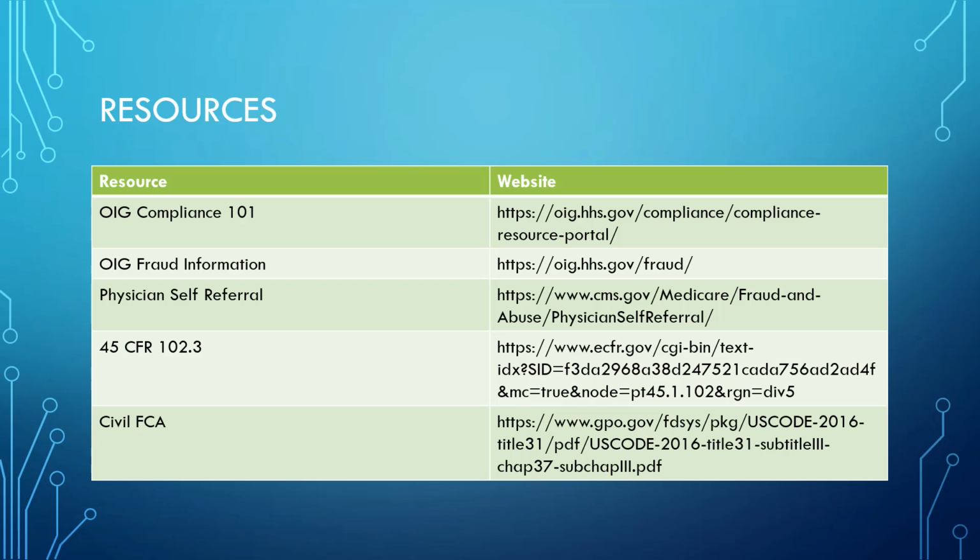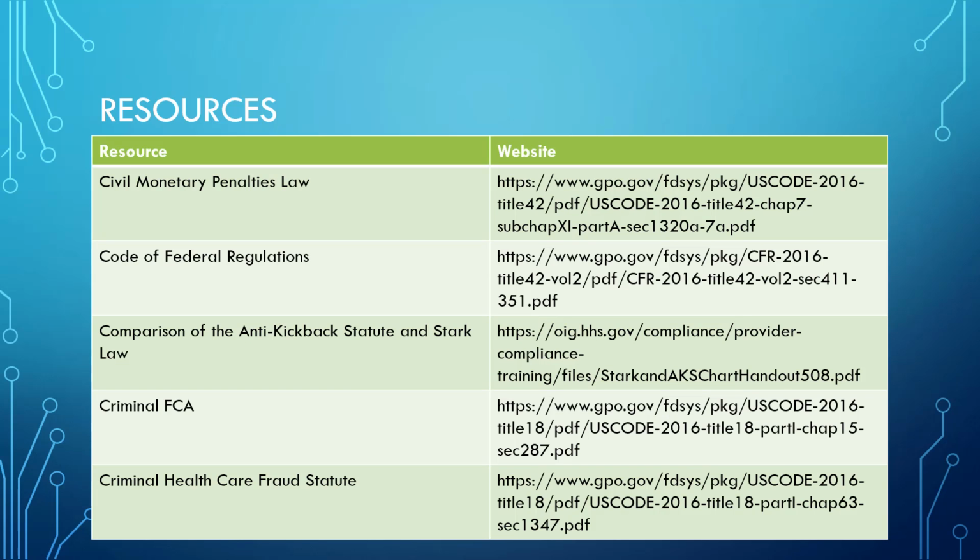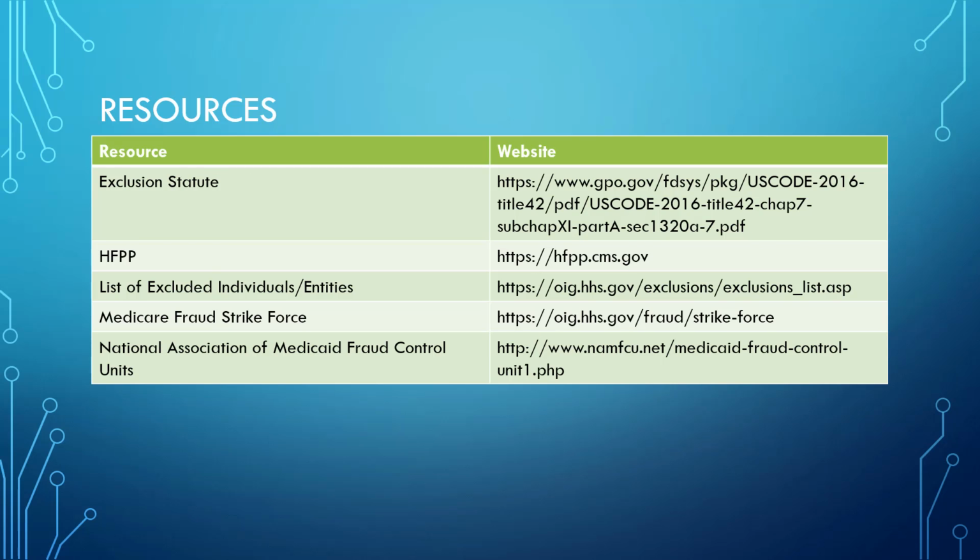So the resources we'll go through for the OIG, questions about the Stark Law, the False Claims Act, Civil Monetary Penalties Law, Code of Federal Regulations, comparisons of the Anti-Kickback Statute and the Stark Law, the Criminal Healthcare Fraud Statute, the Exclusion Statute. You can even see a list of the entities that have been excluded from Medicare and Medicaid because of fraudulent activity.